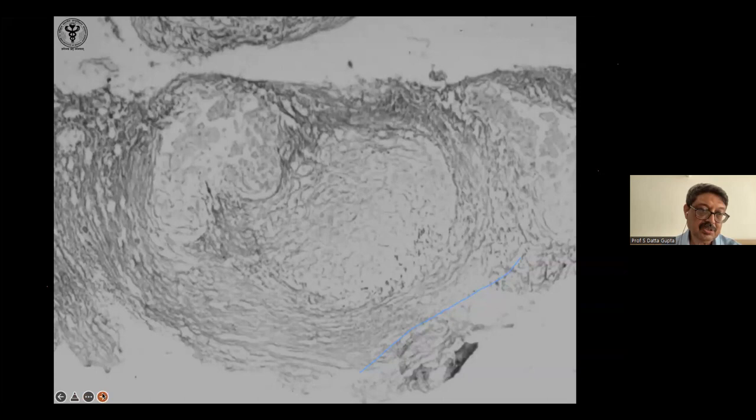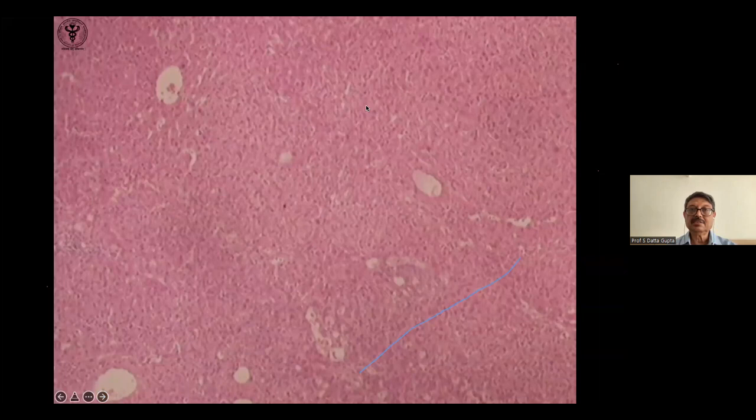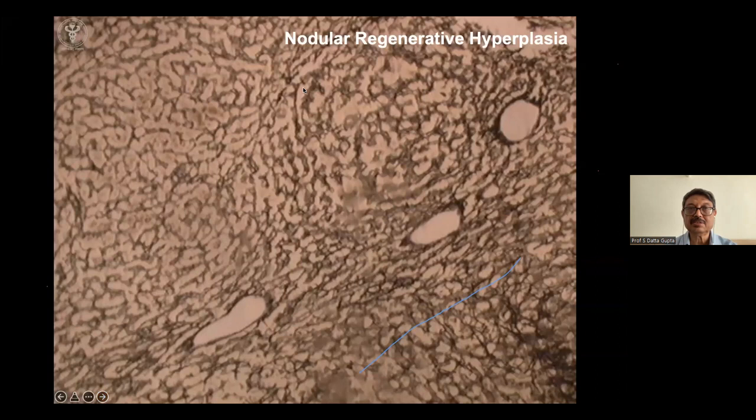Reticulin is helpful in other conditions. This is a case of portal hypertension, looks almost normal. But when you do a reticulin stain, you'll find this. This is a nodular regenerative hyperplasia. This nodule wouldn't have been seen clearly otherwise.